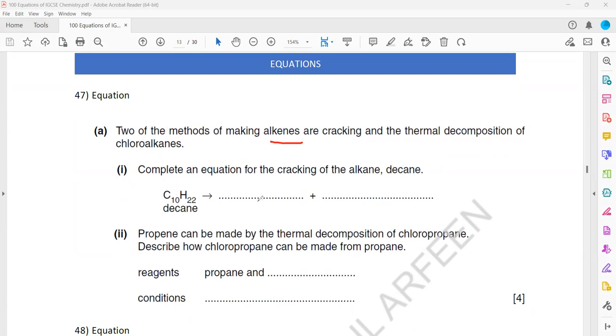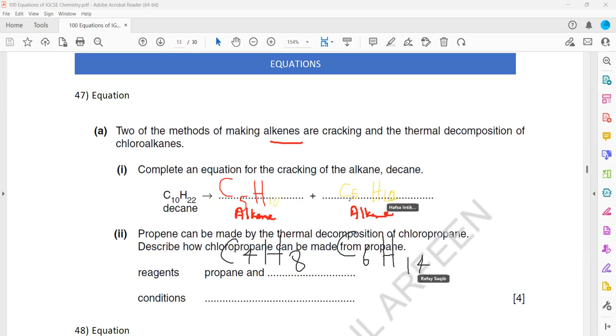So they did not specify, so any combination is acceptable. The idea is that one should be an alkane, and the other one is an alkene. So for example, if you select an alkene first, the second one will be an alkane. It's not a rule that the first must be alkane or alkene; it can be the other way around. If the first one is alkane, the second one is alkene.